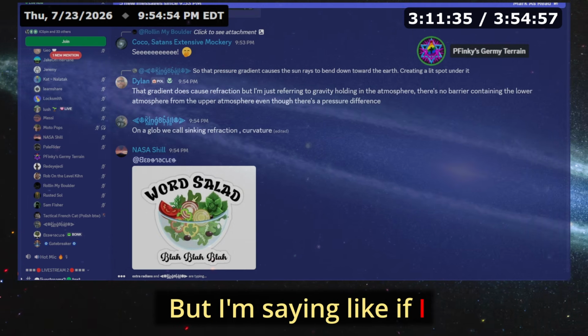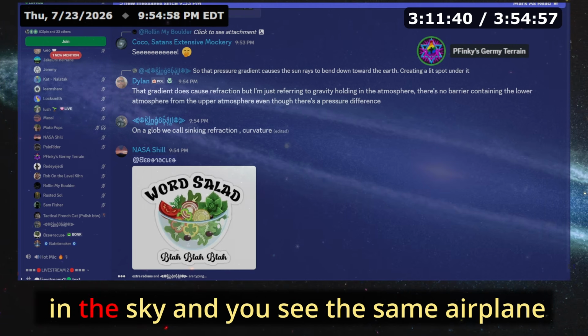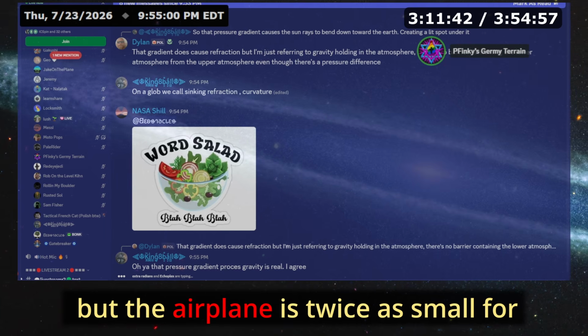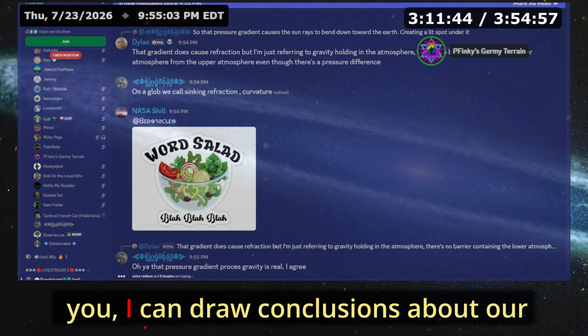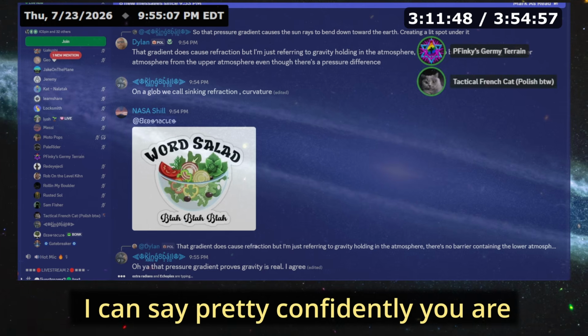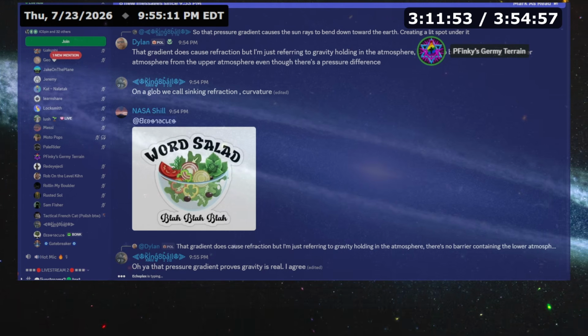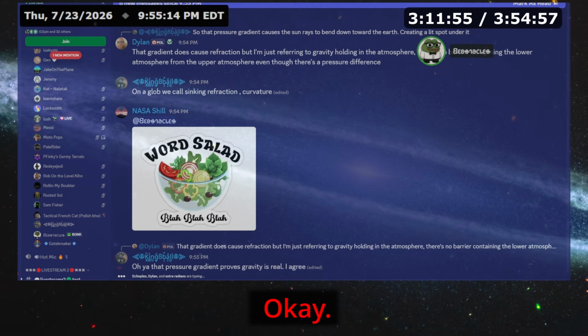But I'm saying, if I look up in the sky and I see an airplane, and you look up in the sky and you see the same airplane, but the airplane's twice as small for you, I can draw conclusions about our distances relative to the airplane, right? I can say pretty confidently you are twice as far away from the plane than I am. So, I mean, sure. Okay.